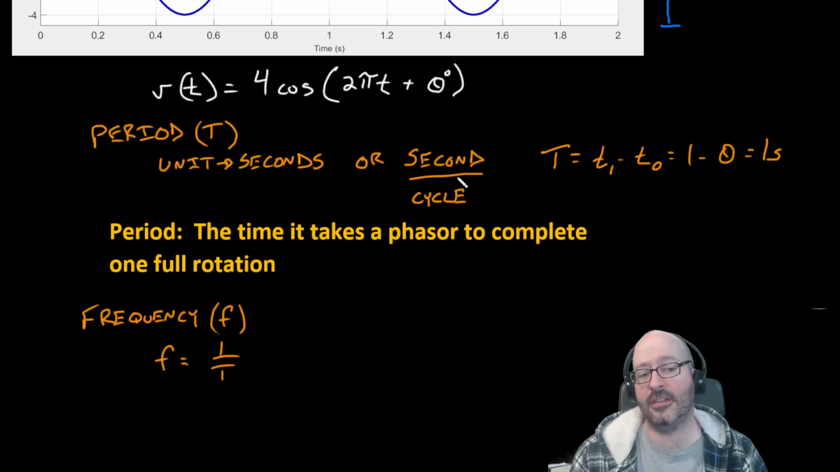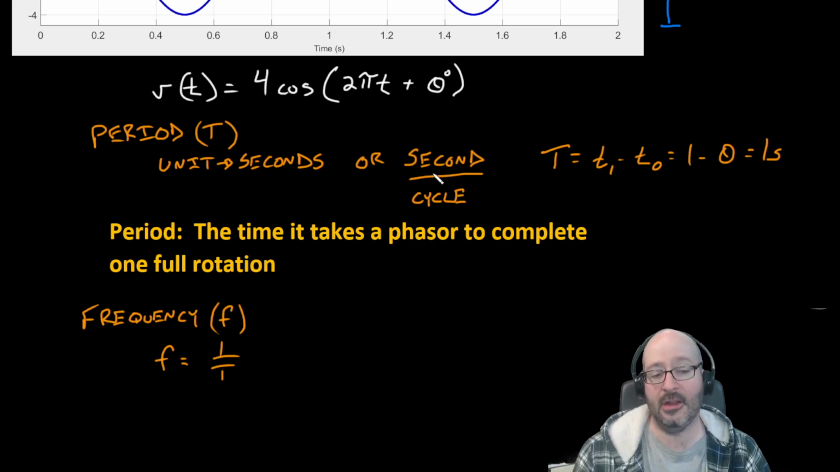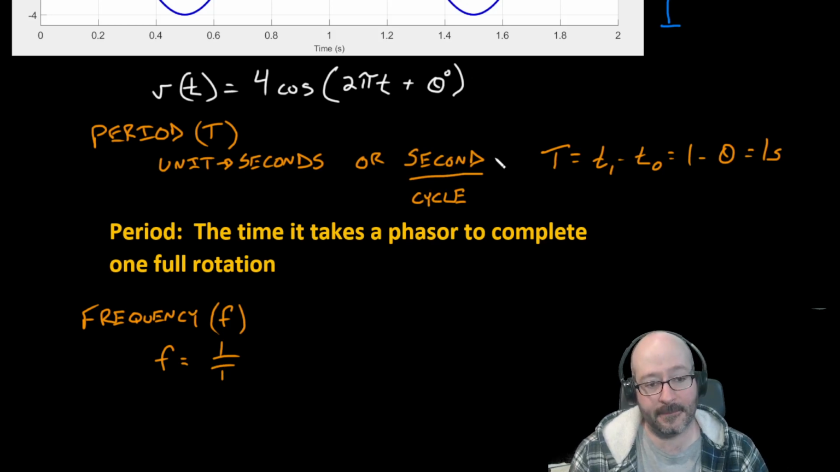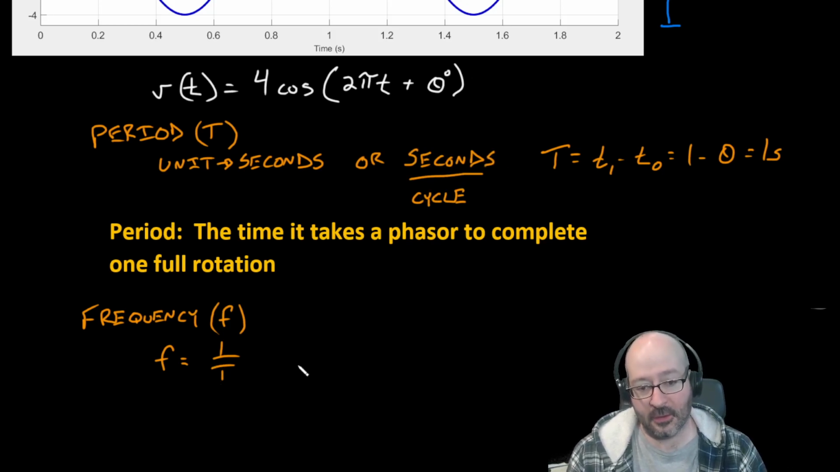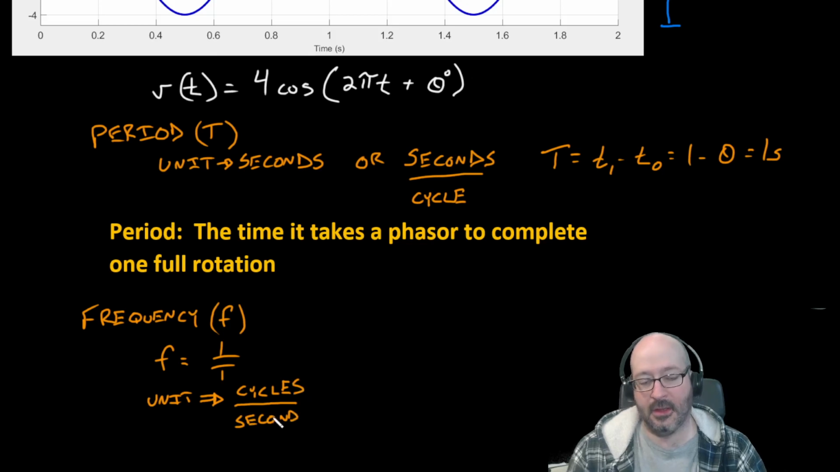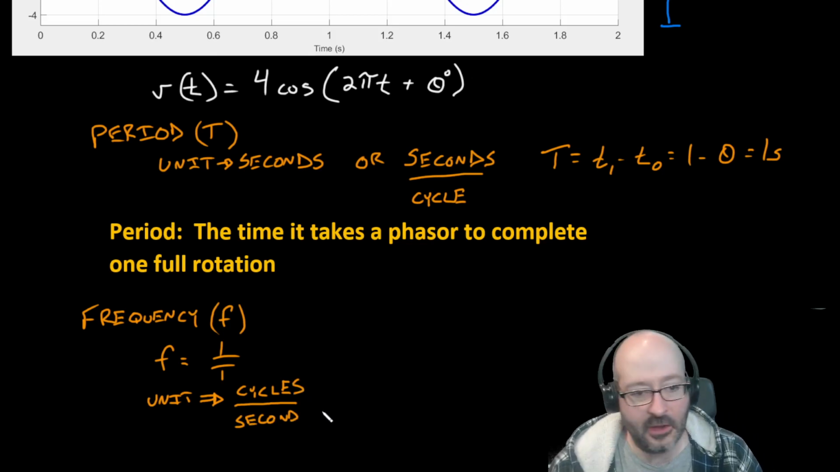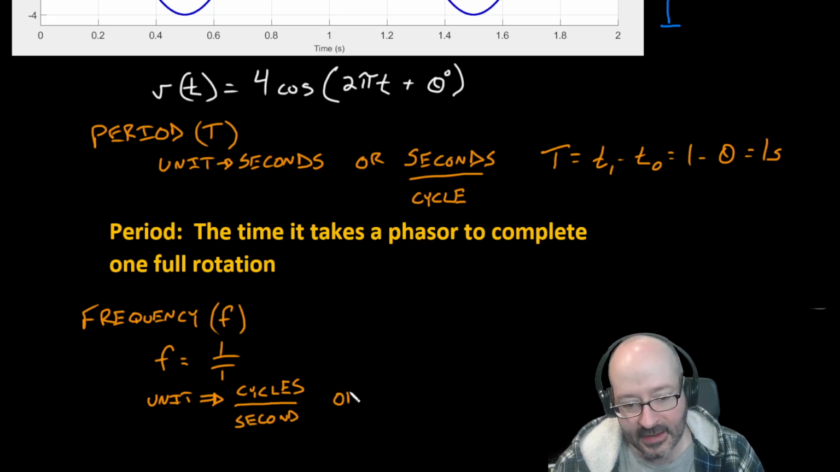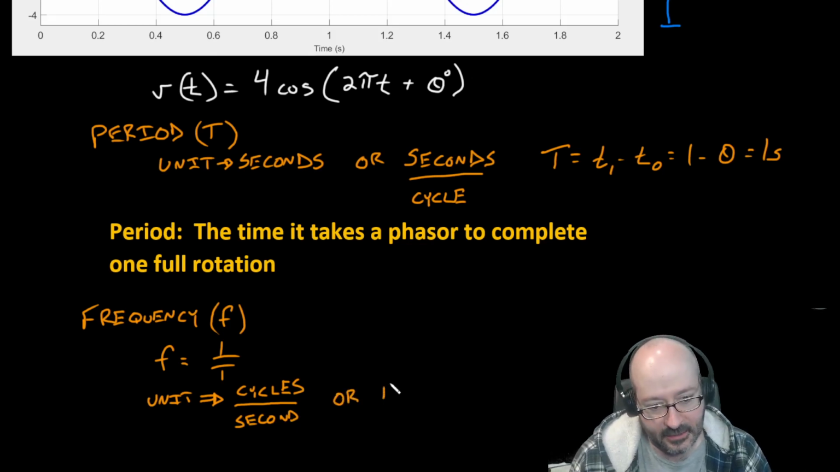Where this value, the period, was in seconds per cycle, this one is going to be in cycles per second. The unit in this case is cycles per second. If I invert the period, I'm just going to invert the unit along with it. So cycles per second, this one gets named after an old dead guy. Hertz. So you've probably heard this one before.